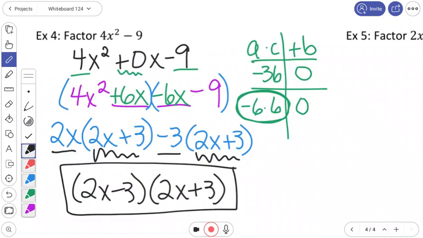Like I said, if you want to learn the pattern for the difference of squares, just come in and let me know, or ask me for a video.